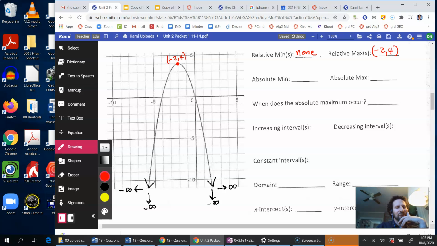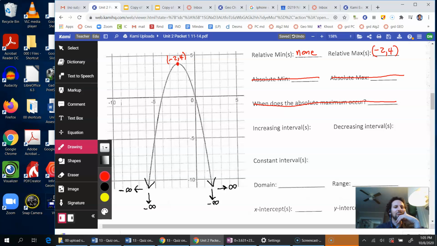I also say we're not going to really look at absolute mins and absolute maxes this year. That's a topic you'll see in calculus. And so anything that involves absolute mins and maxes, we're not actually going to take a look at.